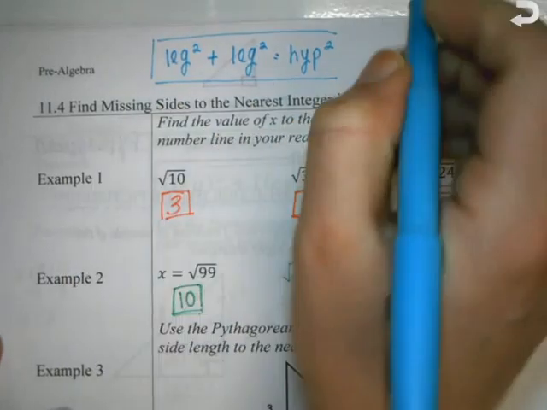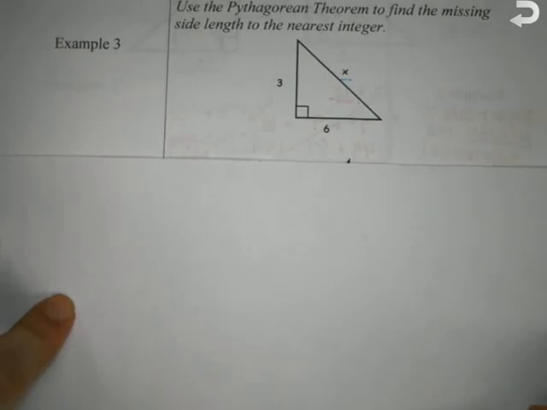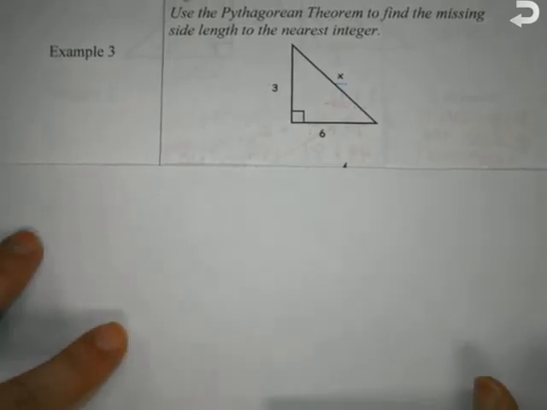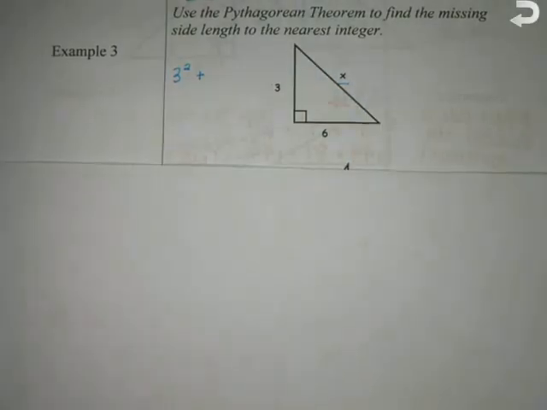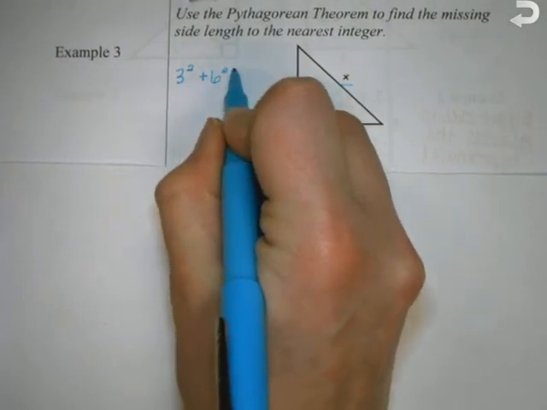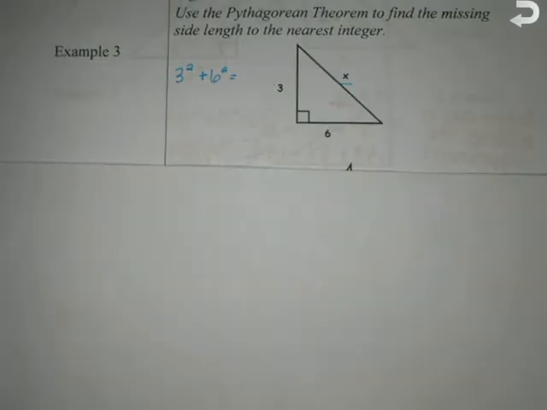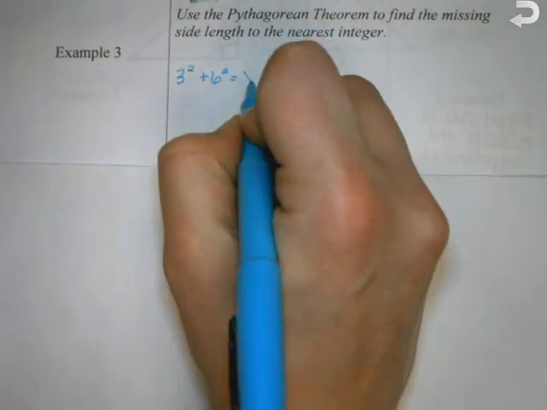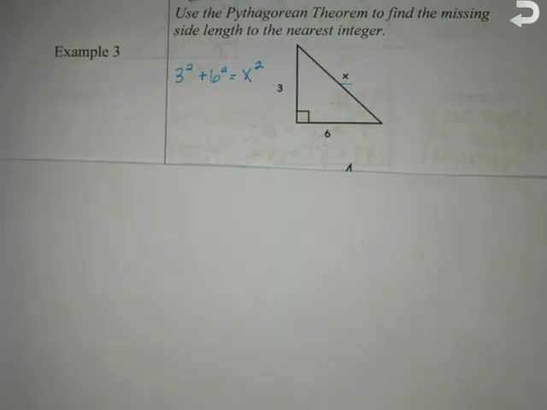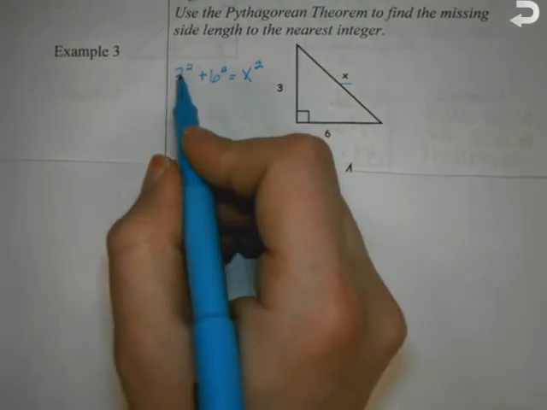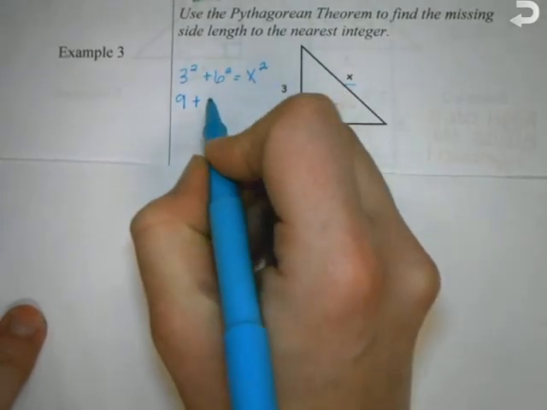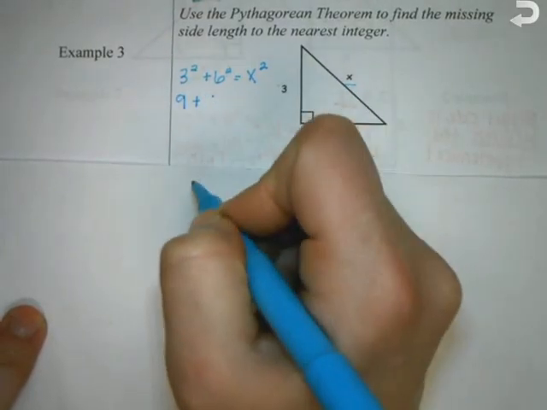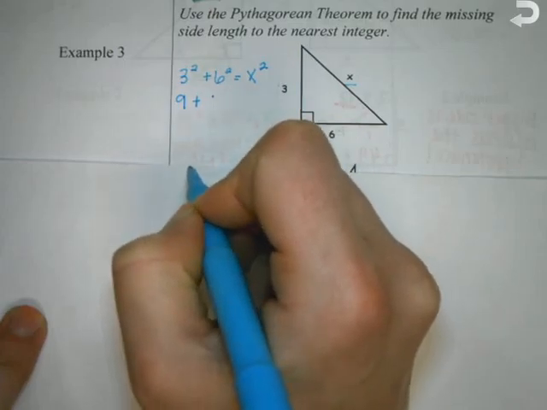That's our Pythagorean theorem. Okay, so somebody, for example, give me a leg. 3, so that's 3 squared plus, what's another leg? Plus 6 squared equals, what's the hypotenuse? X squared. Good. What is 3 squared? 9. Plus 6 squared is? What's 6 squared, ladies and gentlemen? 36, thank you. Equals x squared.